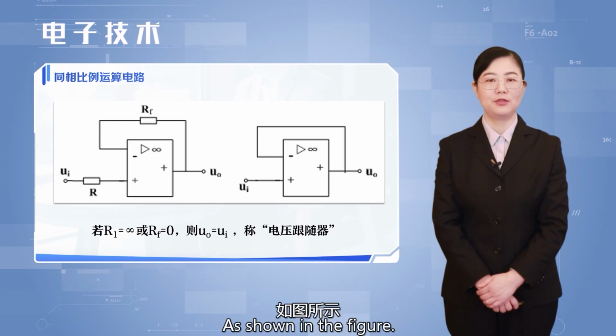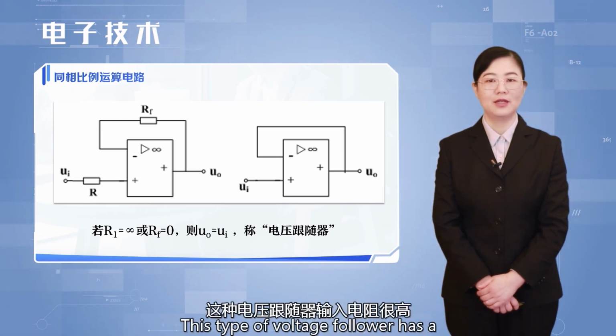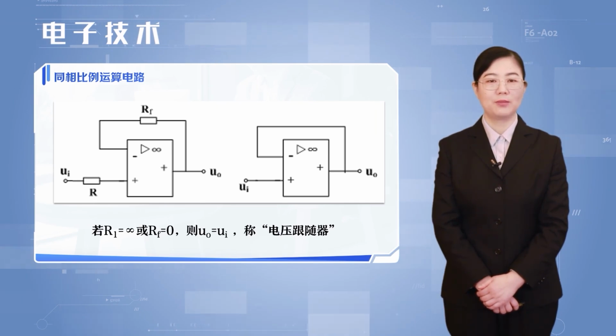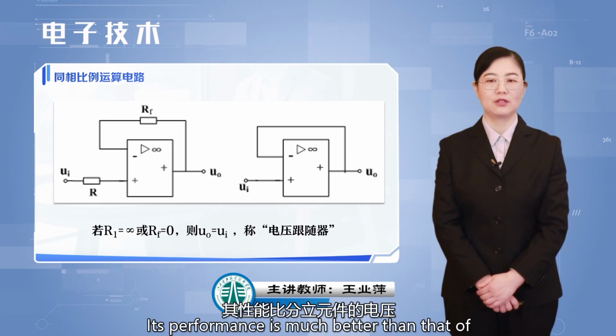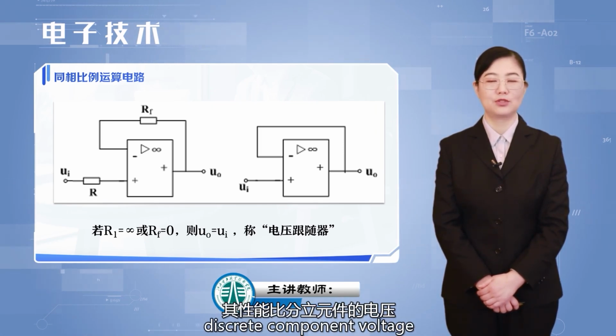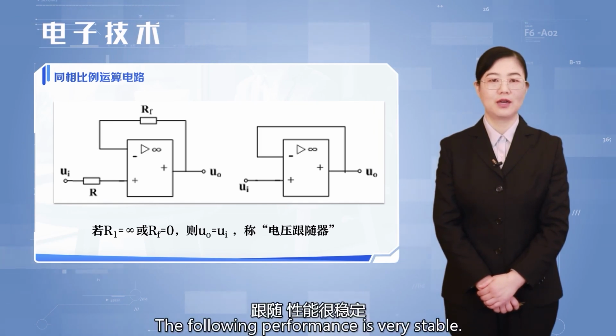As shown in the figure, this type of voltage follower has a very high input resistance and a very low output resistance. Its performance is much better than that of discrete component voltage followers. The following performance is very stable.